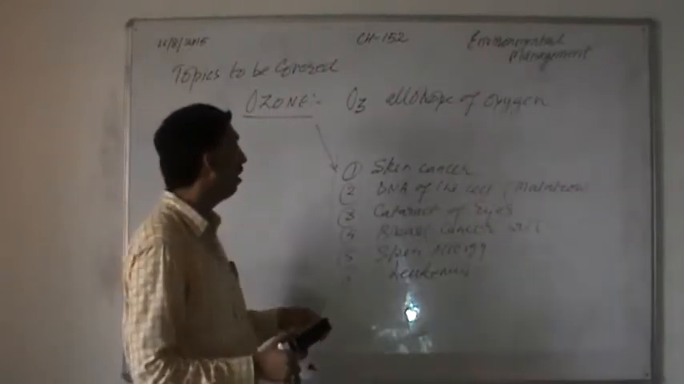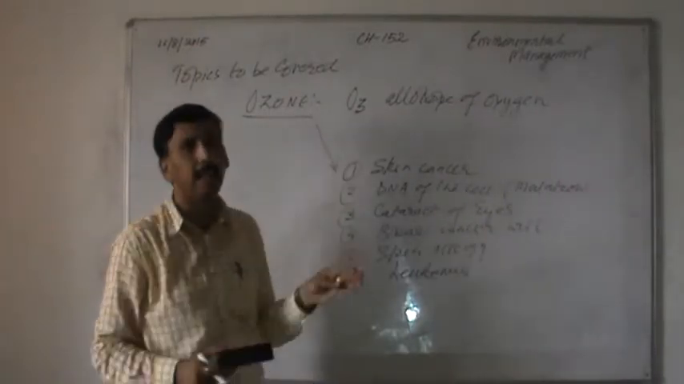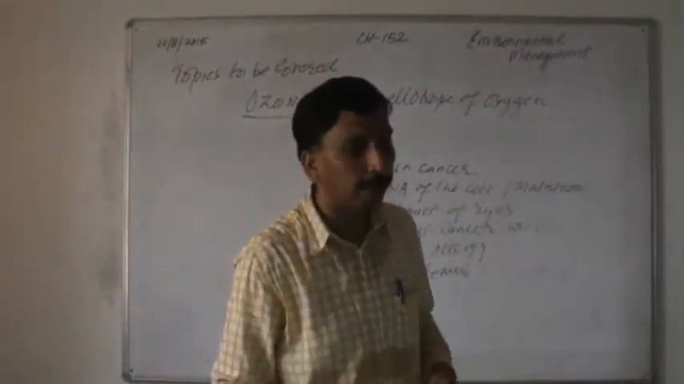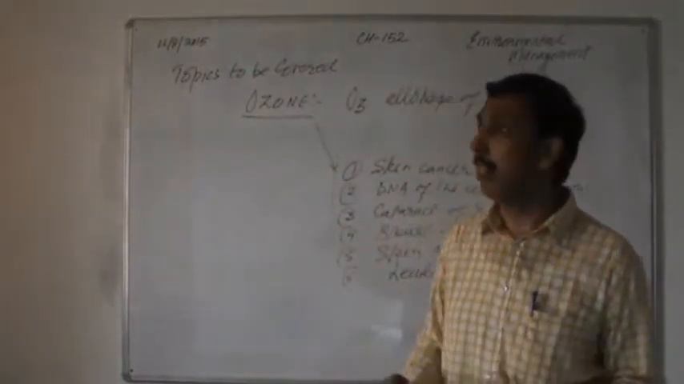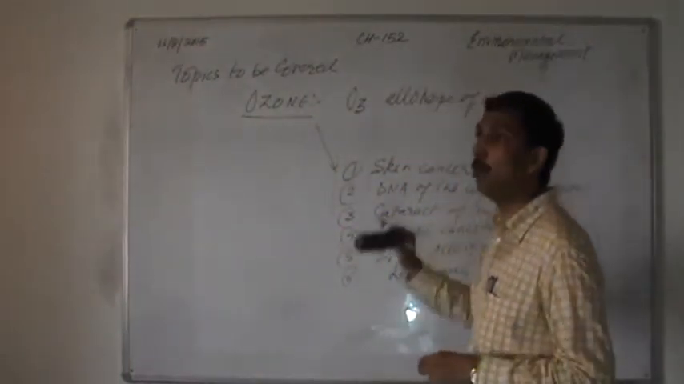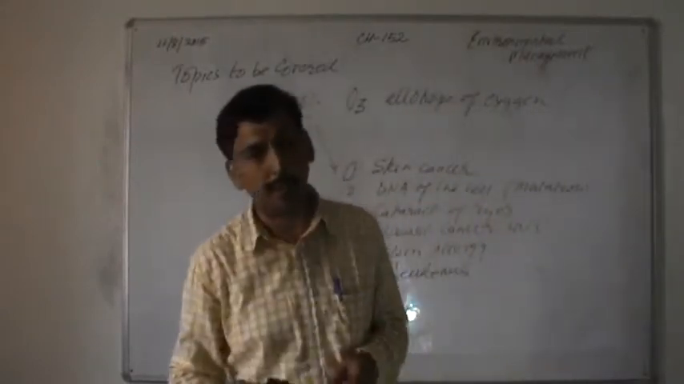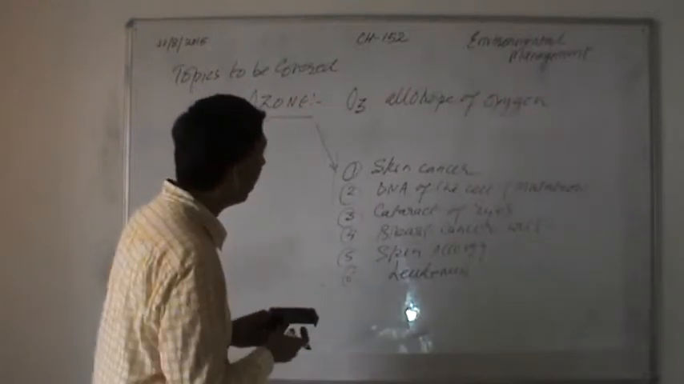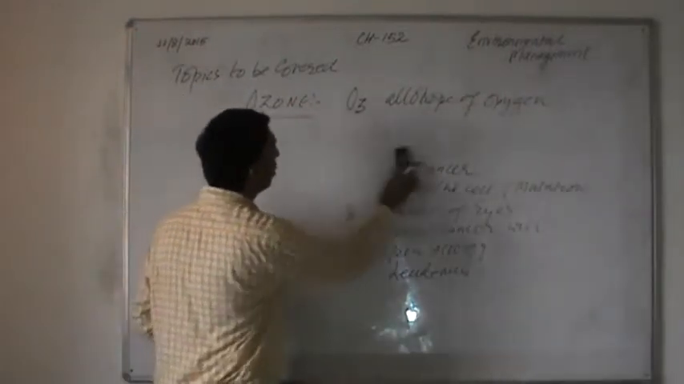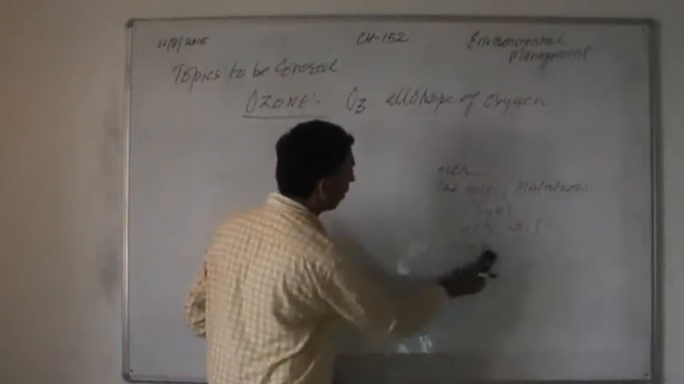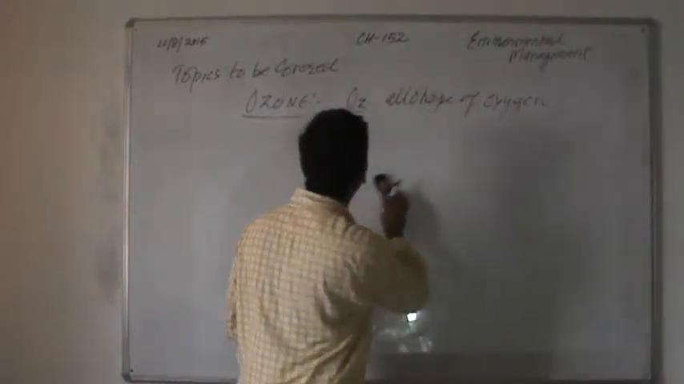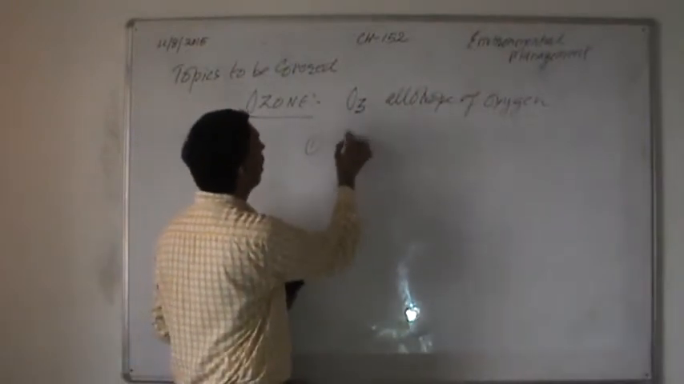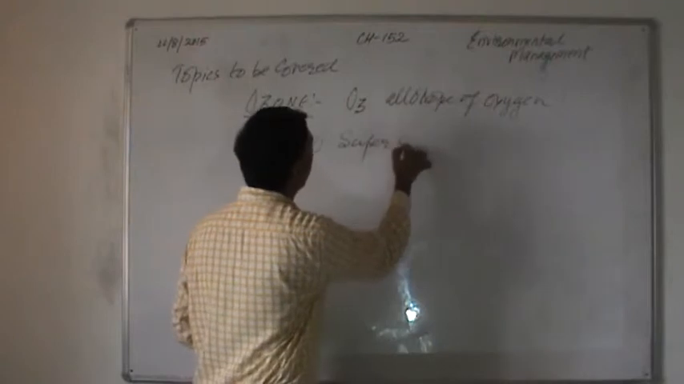Therefore, you can very well understand that ultraviolet light has no use on this earth. Nature has provided a mechanism in which the ultraviolet light is trapped by the ozone present in the stratosphere. Therefore, this ozone is very helpful for human life, plant life, and the environment. Now, let us discuss the various factors responsible for the depletion of the ozone layer. The first important factor is supersonic aircraft.